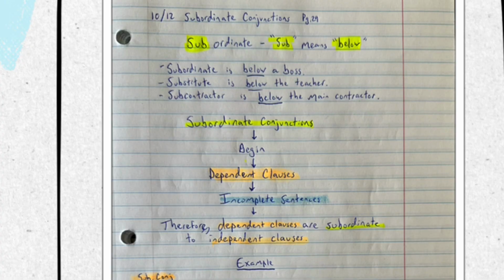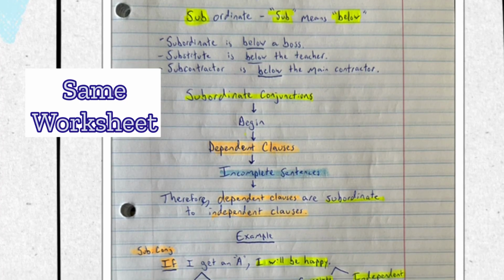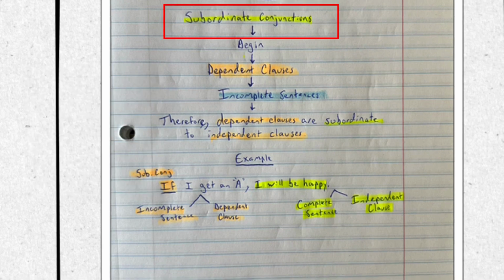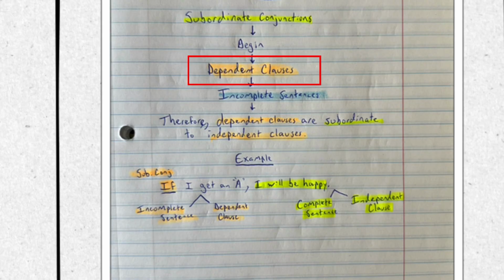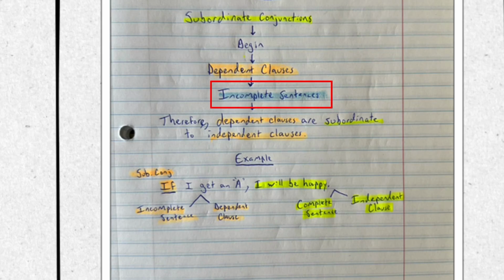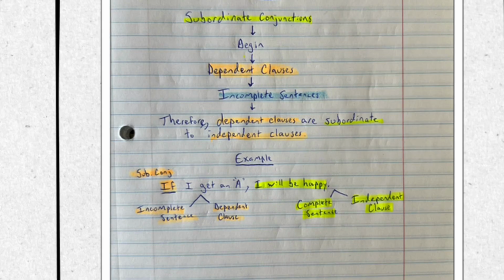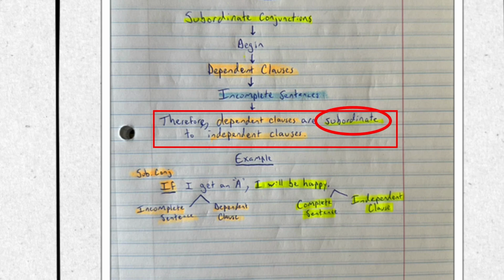You can see here on the grammar journal, we start this day by going over what is a subordinate conjunction, what does it do, and how is it important in a sentence. You can see we put subordinate conjunctions, highlighted it in yellow. They begin a dependent clause. So subordinate conjunctions lead to dependent clauses. Now, dependent clauses are incomplete sentences. They'll have a subject and a verb, but no complete thought. So therefore, the dependent clauses are subordinate to the independent clauses.